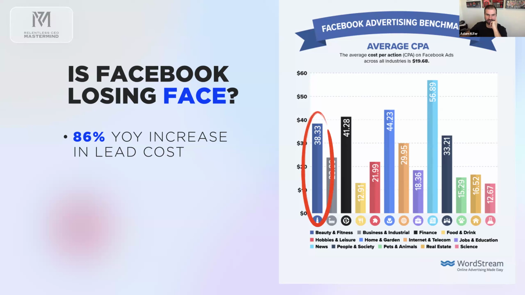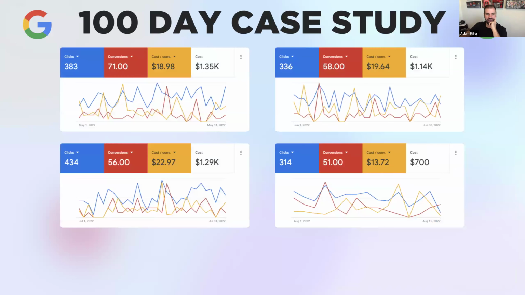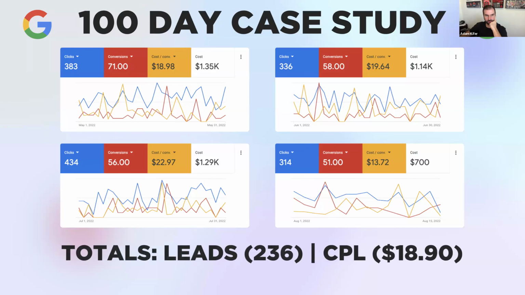Continuing on with this, we also know that Google can do amazing things coupled with Facebook. So if we look at the same 100 days, okay, so these are the same months, through Google, same ad spend on Google, 236 leads, cost per lead of $18 for the same martial arts school. Okay, so Facebook, they're getting $50 leads on average. Google, same budget and everything, $18 leads, slightly more qualified leads.